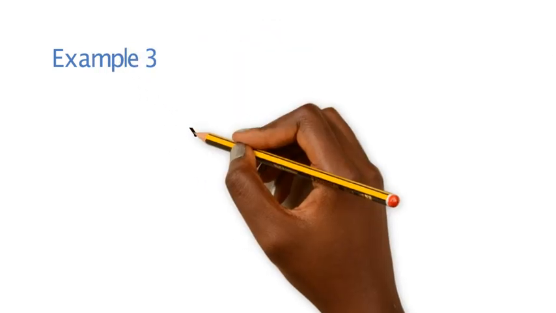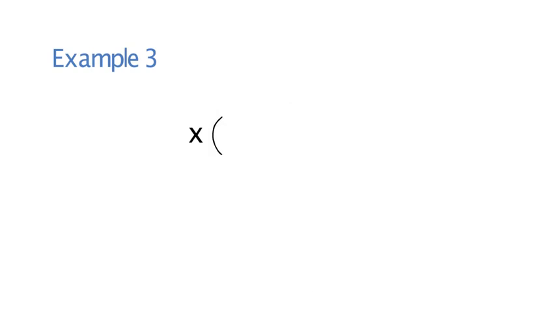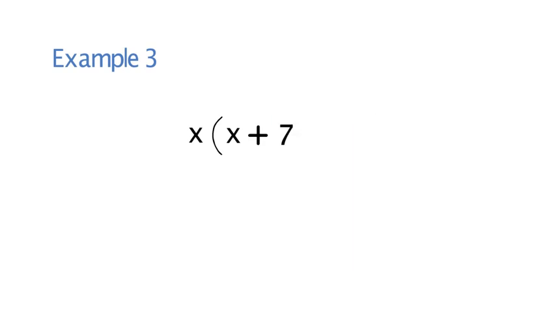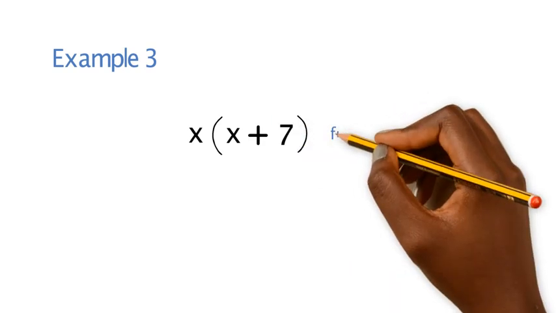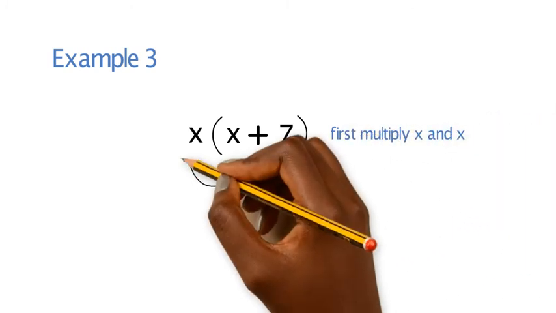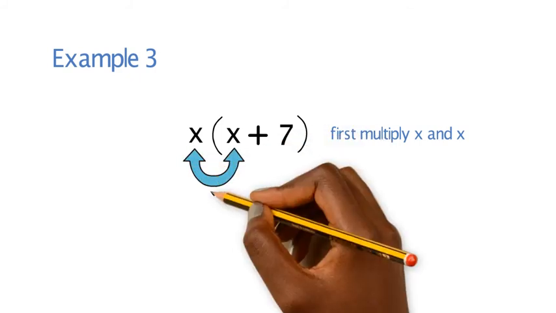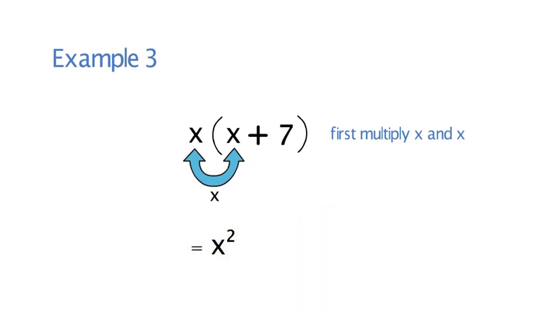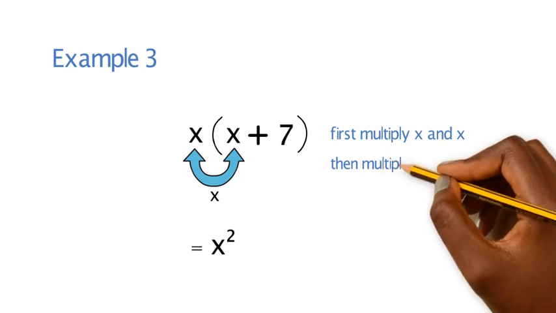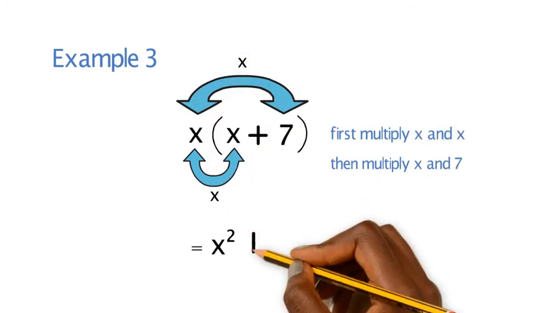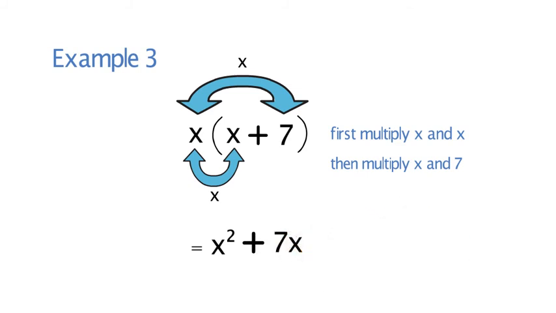So example 3. So if you have x bracket x plus 7. So first off, if you multiply x and x, you get an answer of x squared. And then if you multiply x and 7, you get an answer of, let's see if you can work it out before it comes up. So yeah, plus 7x.